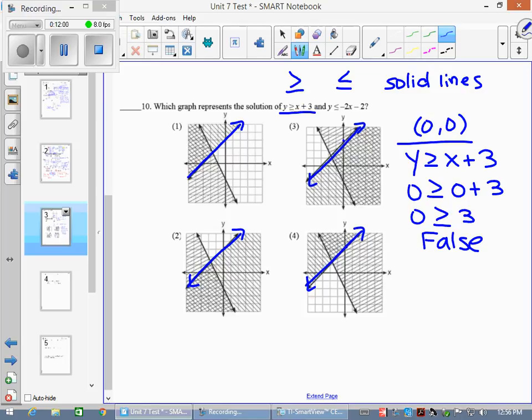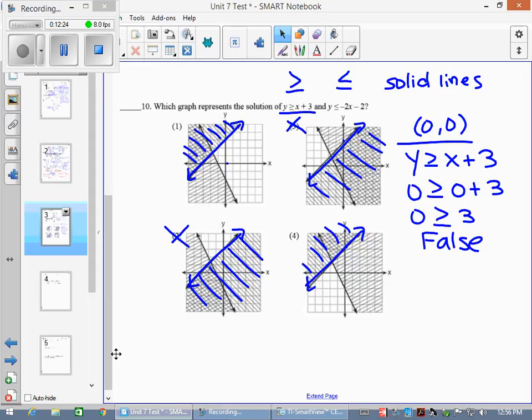So in choice 1, I can see the shading goes away from it, so this one's still a possibility. In choice 2, the shading does not go away from it. I can see that it's going down, which is not what I want. Choice 3, the shading is also going down. Again, not what I want. Choice 4, it's going up. So just by knowing how to figure out the shading, I was able to get it narrowed down to choices 1 or 4. Take a look at my second inequality.